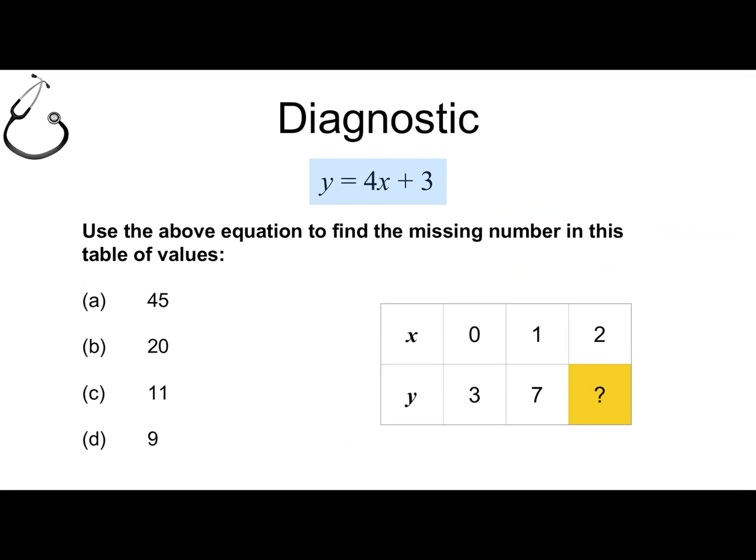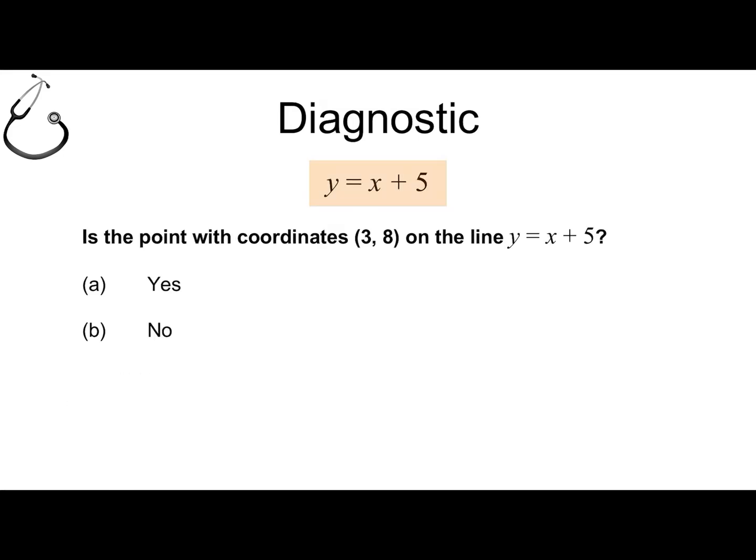Right, just have a look at this question here. Use the above equation to find the missing number in this table of values. So stop your video and have a go. Okay, a bit of BIDMAS says we're going to do y equals 4 times 2 plus 3. So that's 8 plus 3 equals 11. So I think the answer should be 11, and it is.